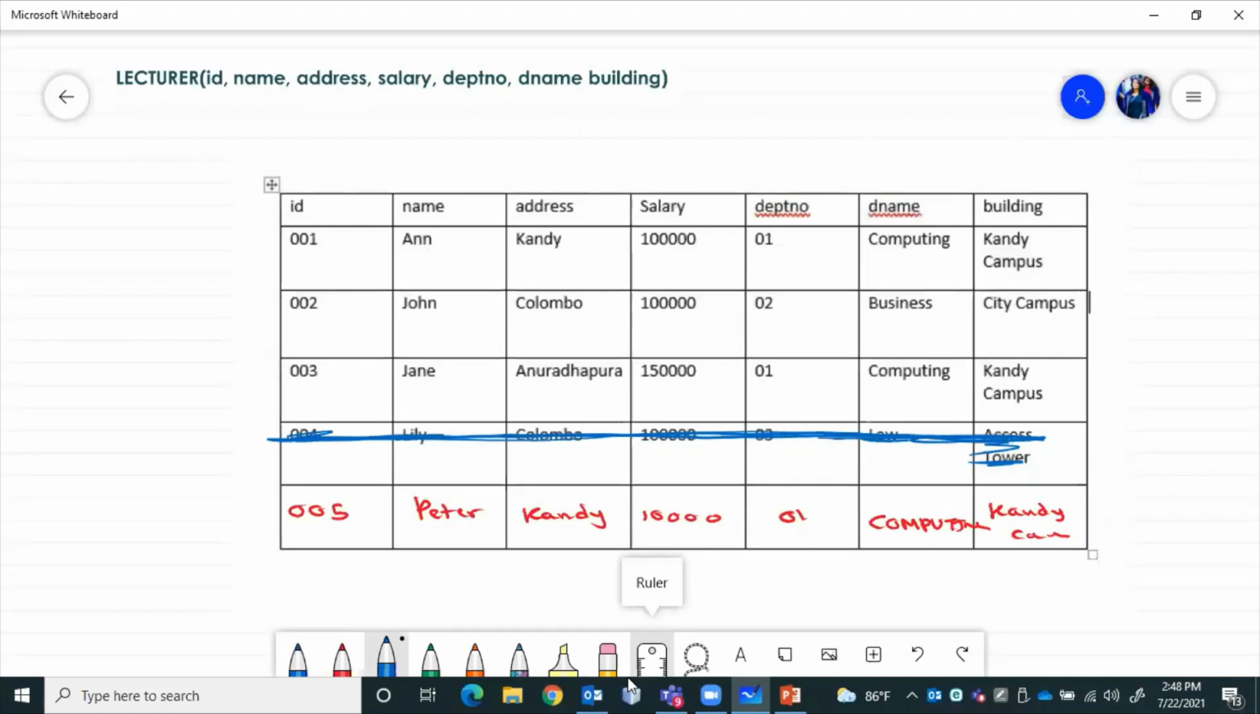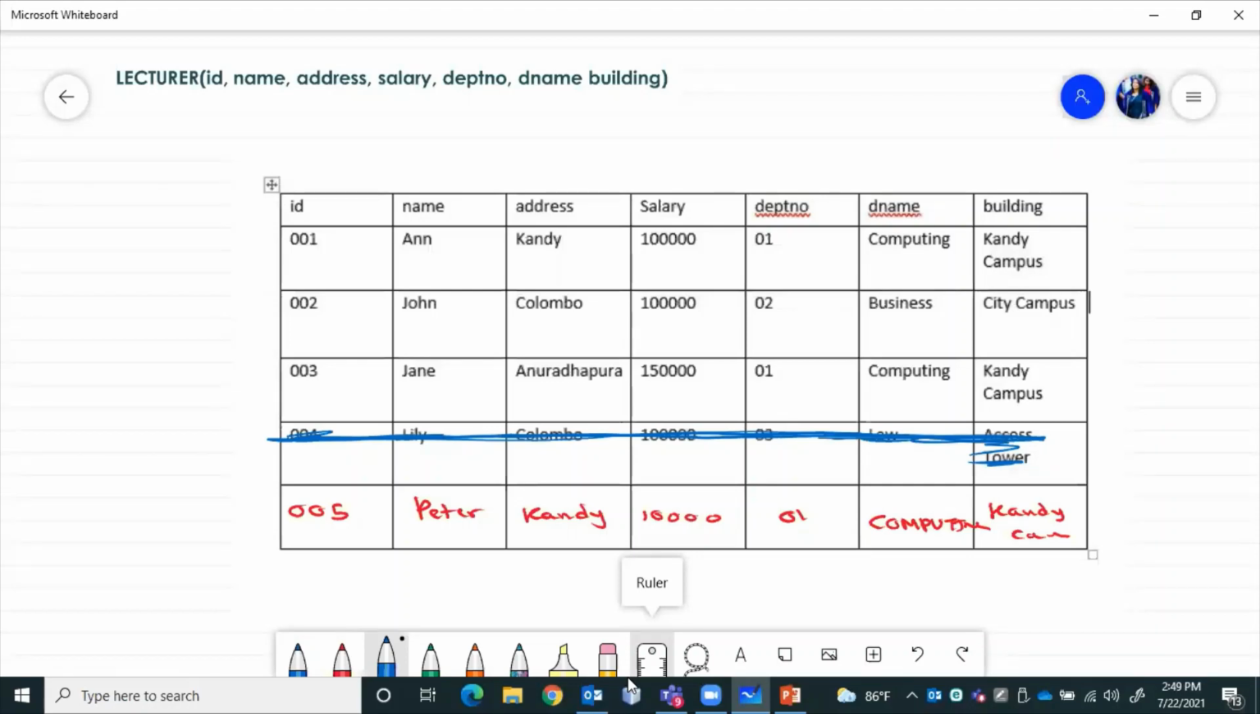And let's say, what is the update anomaly? Let's say now this department, the computing department, is inside the Kandy campus. Let's say now the organization has changed the location of this Kandy campus. They have changed the location and renamed the building. They have gone for another building. Let's say Peradeniya. Now they want to name it the Peradeniya campus. Let's say something like that, or the new city campus or something like that.